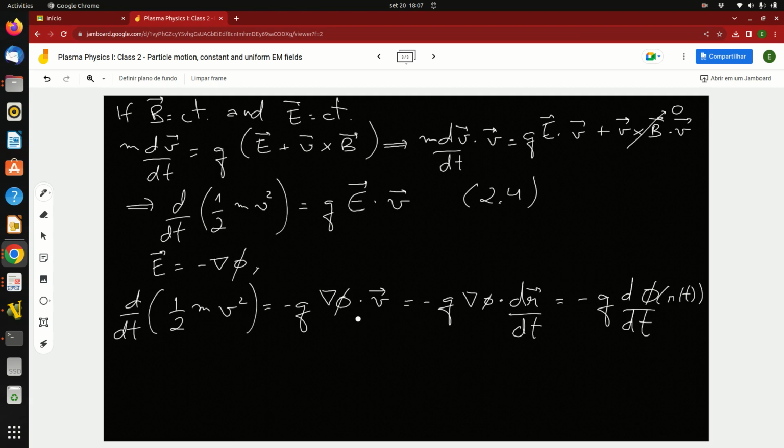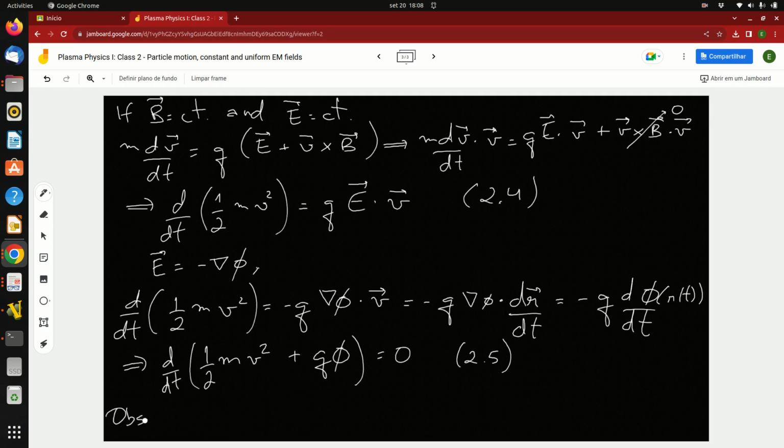Okay, so we have just moved this part to the left side. You can write d/dt of 1/2 mv square plus q phi. This is equal to 0, right? So 2.5, and it shows us that the sum of kinetic energy with potential energy is a constant when you have static electromagnetic fields. Okay.